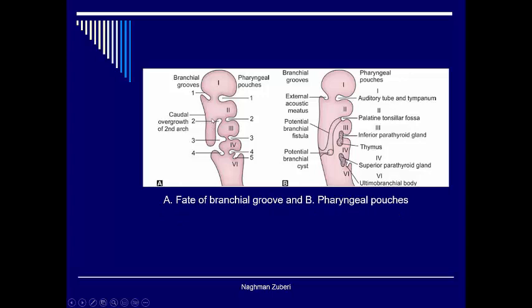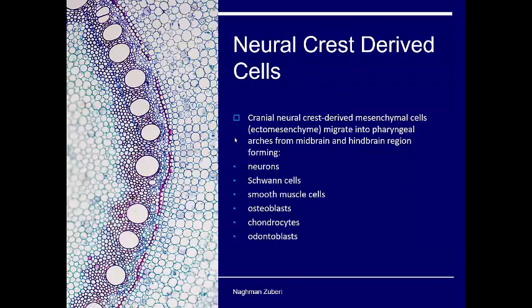This is for the grooves. The groove 1, these are the pouches. Then they are obliterated, second, third, and fourth, because of the arch, second arch. And here pouches, external acoustic meatus, auditory tube. This is the second arch which is obliterating the grooves. Inferior parathyroid gland is developing here, and then the superior parathyroid gland and the ultimobranchial body. It is developing over here in the sixth pouch.